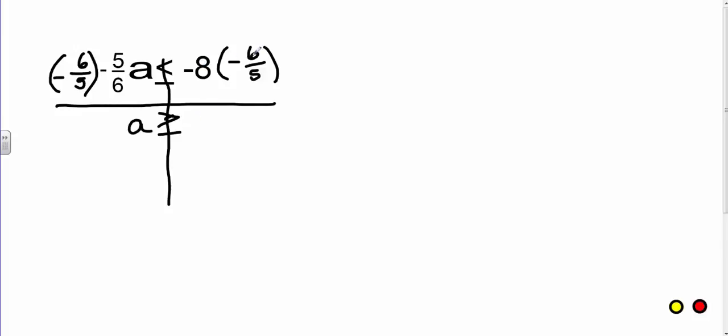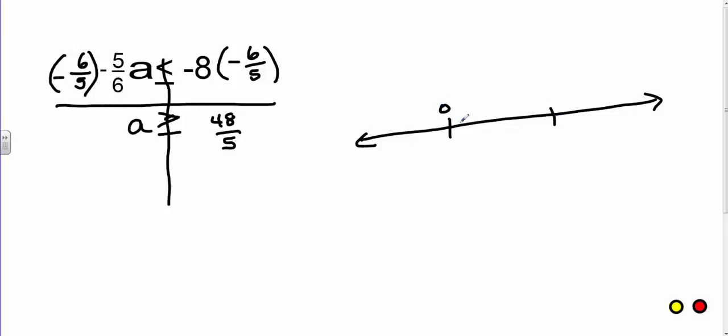8 times 6 is 48 over 5. And it's negative times negative. 2 negative signs in the problem indicates that it's going to be a positive answer. So a is greater than or equal to 48 over 5. Now whenever you come over here to graph this one, 48 over 5 is a little bit more difficult to graph than if you make it into a mixed number. So let's do that.